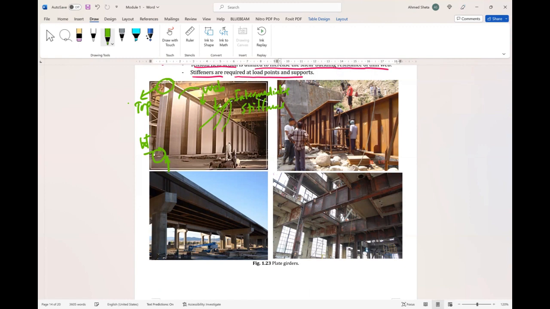Okay, this is also a plate girder in a bridge. This is a plate girder in a factory or low rise building. So these are several examples and two sections of the plate girder used in large scale.